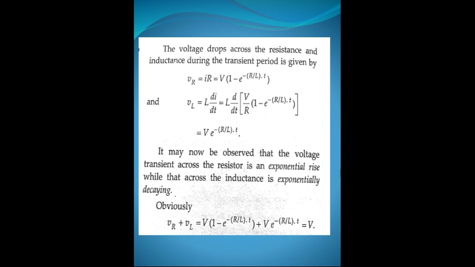So the voltage drop across the resistance is VR is equal to IR, that is V upon R into 1 minus e to the power minus R upon L t, and VL is L dI upon dt, that is L d upon dt of V upon R into 1 minus e to the power minus R upon L dot t. Complete solution is V e to the power minus R upon L t. So total source voltage V is equal to VR plus VL, that is V (1 minus e to the power minus R upon L t) plus V e to the power minus R upon L t.